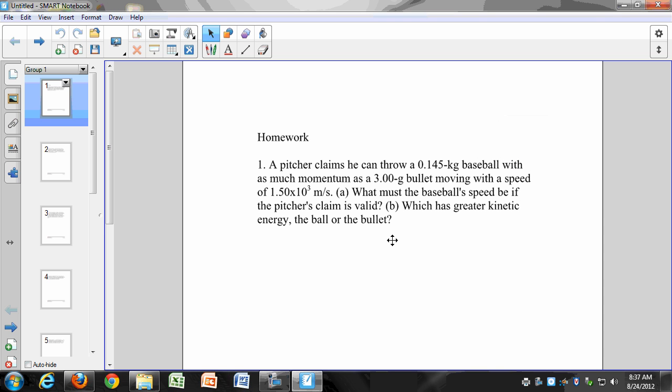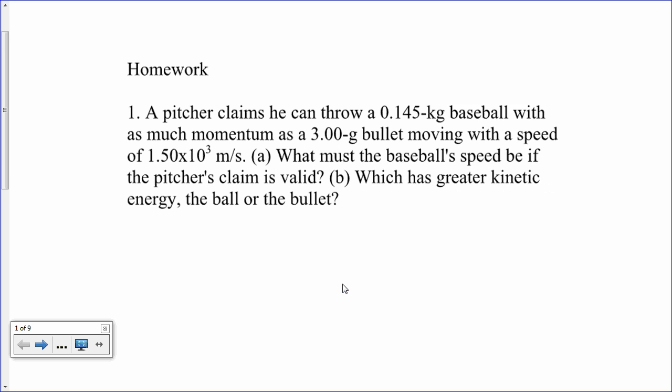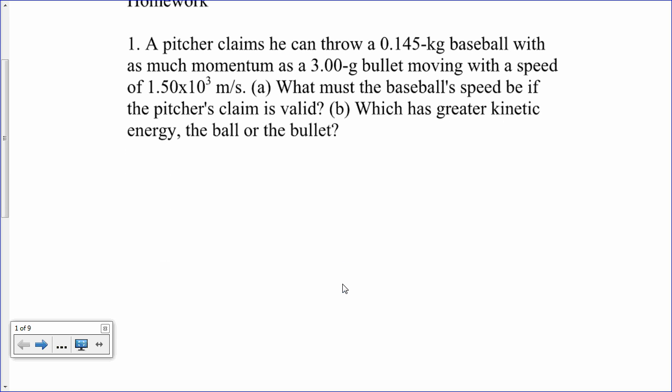Alright, this is chapter 6 homework for Physics 201. It says a pitcher claims he can throw a 0.145 kilogram baseball with as much momentum as a 3-gram bullet moving with a speed of 1,500 meters per second. What must be the baseball's speed if the pitcher's claim is true?